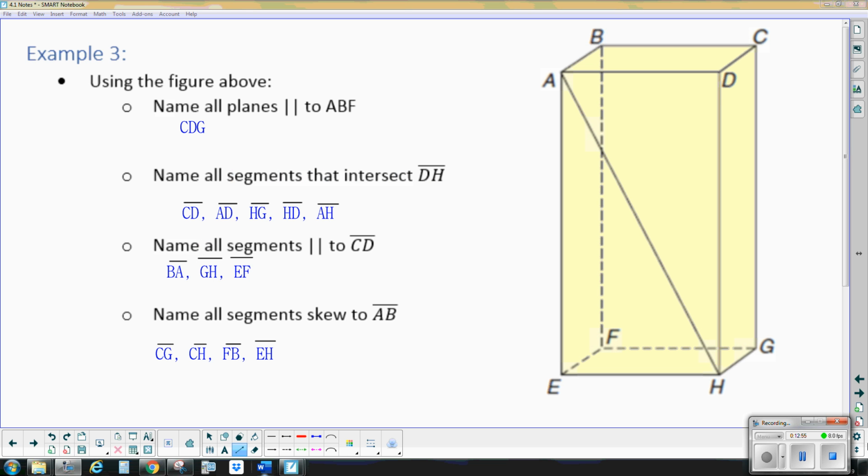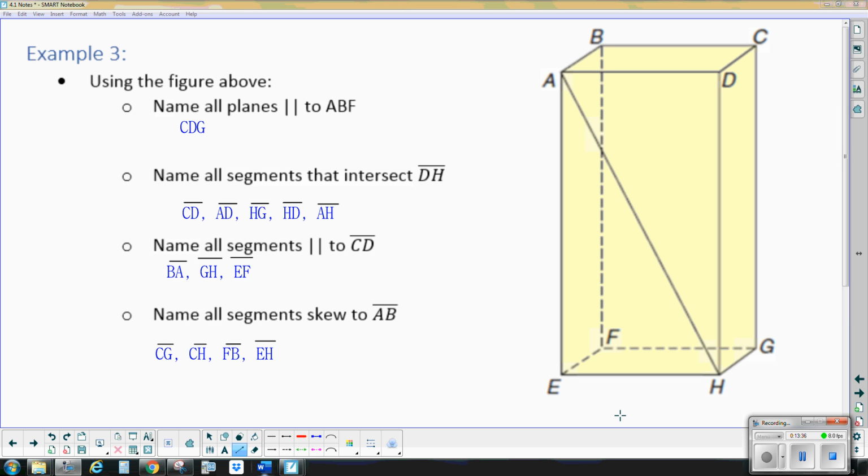There's only one plane that's parallel to ABF, and that's CDG. In the second one, all the segments that intersect DH would be any segment that intersects at point D or point H. At H there are 3 other segments that intersect there, and at point D there are 2 other segments that intersect. So a total of 5. All segments parallel to CD are BA, GH, and EF. And the last one, all segments that are skew to AB, there are 4: CG, CH, FB, and EH.